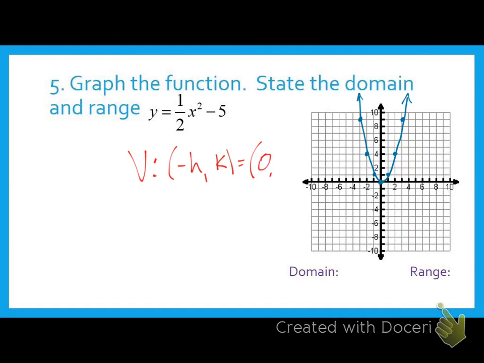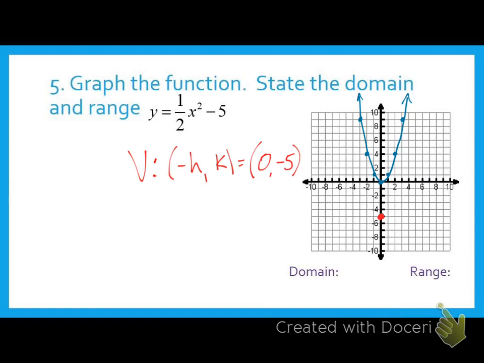Now, there is a k. There's a negative 5 that's sitting outside the parentheses. I'm going to take same k. So negative 5. So I'm going to shift the vertex down 5. So I'm going to shift down 5. That puts me at 0, negative 5. That's right here.